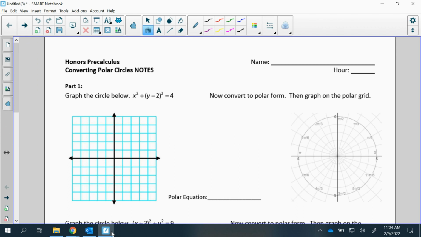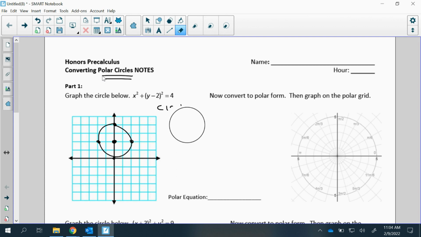Today we will talk about converting circles between polar and rectangular coordinates. The first circle, x squared plus (y minus 2) squared equals 4, is just a circle centered at (0, 2) with a radius of 2. And that's something that we learned a very long time ago in geometry, probably even before that. We did do it in Algebra 2 as well last year.